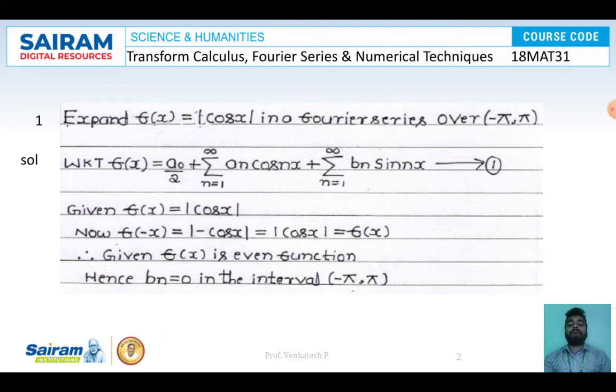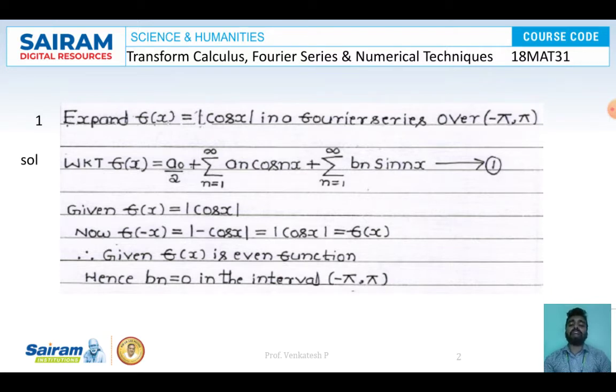Now our job is to verify whether the function is odd or even. As I told you, replace x with minus x to check. The given function is f of x equal to mod of cos x. Replacing x with minus x, we get f of minus x equal to mod of cos of minus x, which becomes cos x only. So it is again f of x. Hence the function f of x is an even function.